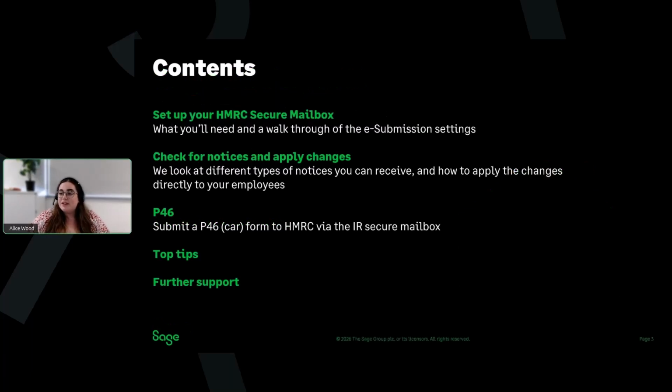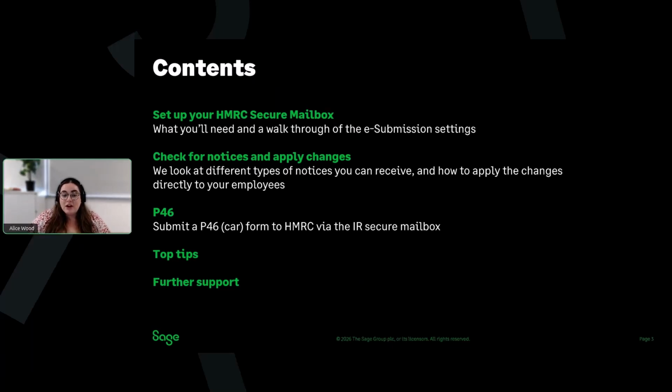So a couple of sections to get through. First one is going to be setting up your HMRC Secure Mailbox, a little bit of a walkthrough of those e-submission settings in the programme. We'll then be checking for notices and applying those changes, so taking a look at the mailbox itself and how it works. We'll then move on to the P46, so how to submit a P46 car form to HMRC via the mailbox. And then we do have a section on some top tips towards the end. Now these are included throughout the session too, so do keep an eye out for those. And then as always, we will finish with some further support, so upcoming webinars and some other places to get support too.